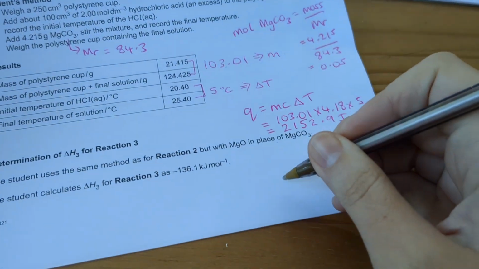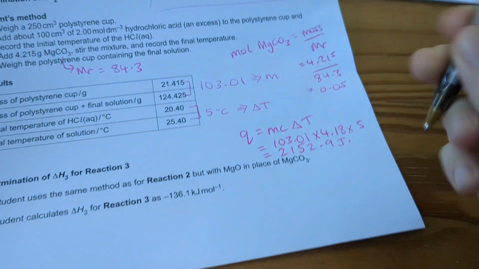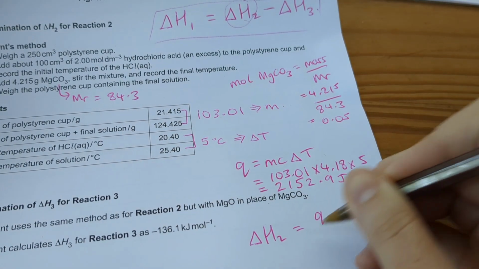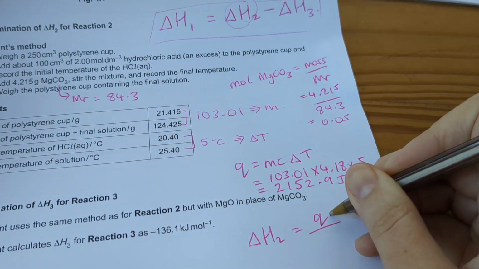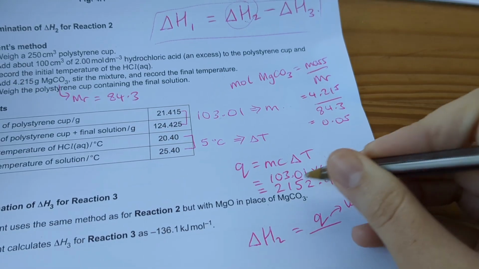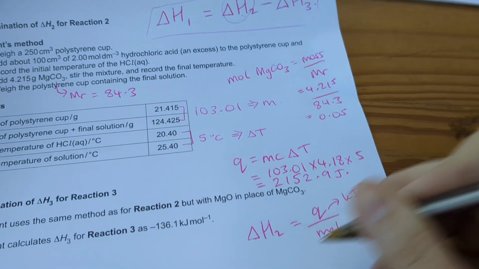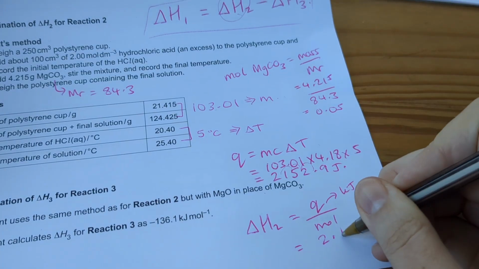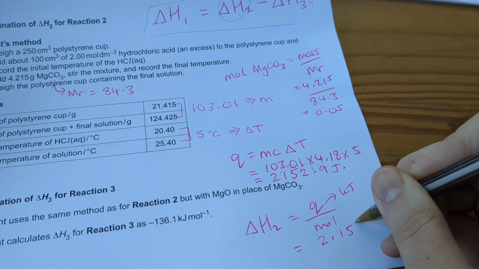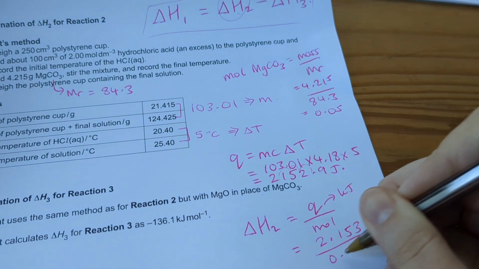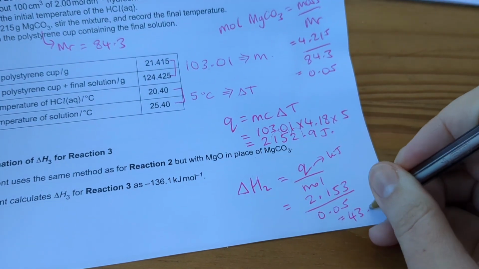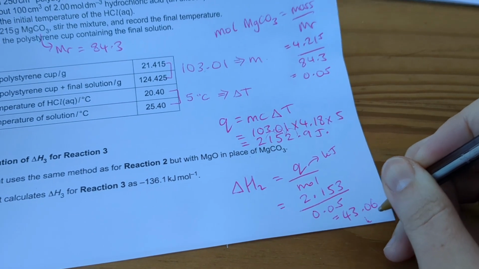Okay, let's get delta H2 then from this data. So delta H is Q, and we want to convert that into kilojoules, so we're going to divide by 1,000, over moles. So 2.15, I'm going to round that, 3 over moles. 43.06 kilojoules per mole.